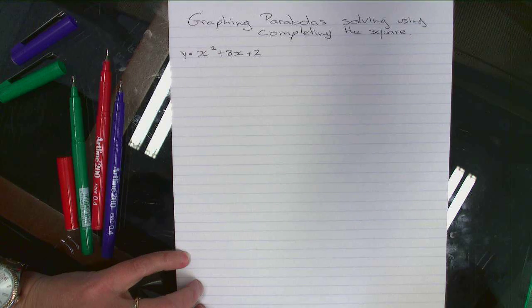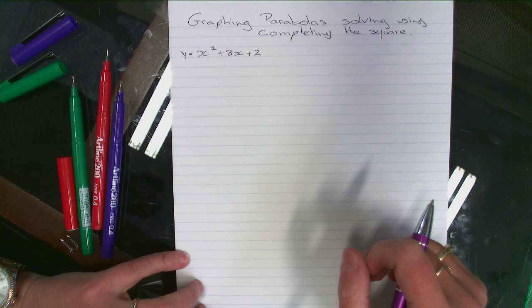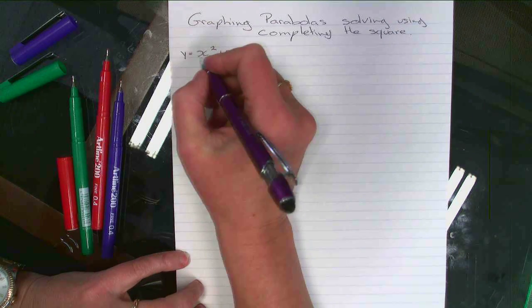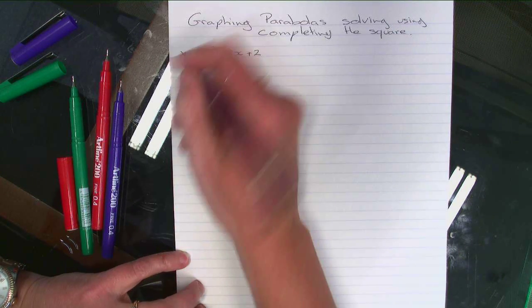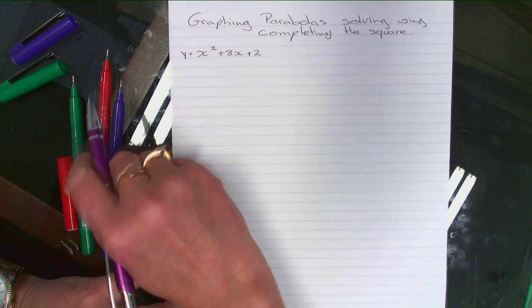Okay, so I'm going to show you this one, which is graphing parabolas using completing the square. I'm not going to draw the graph on this one, I'm just going to point out all the points that we're looking for. So let's start with completing the square, because we know that we don't have two numbers that multiply to be this and add to be this.